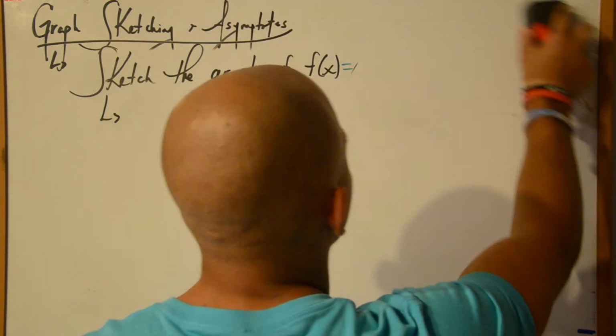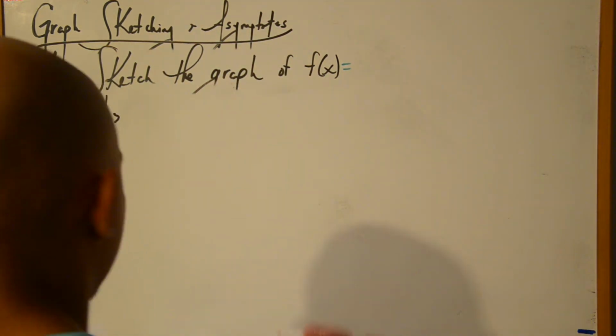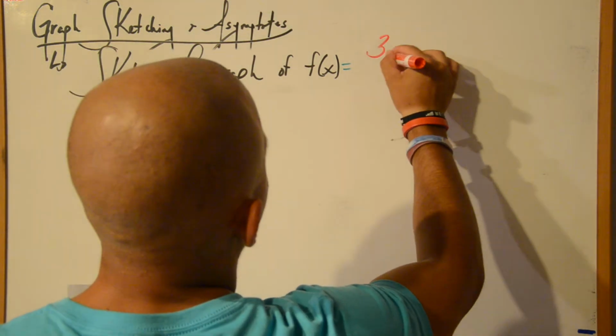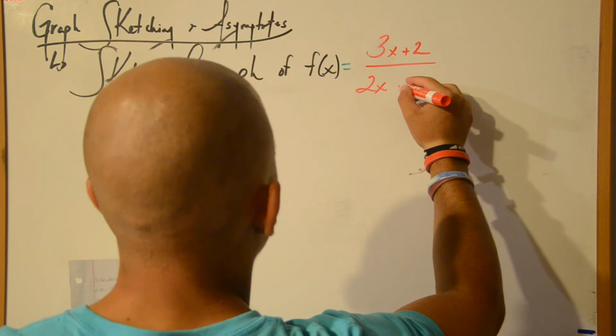And let's just do one rational function, and that'll close us out. 3x plus 2 over 2x minus 4.